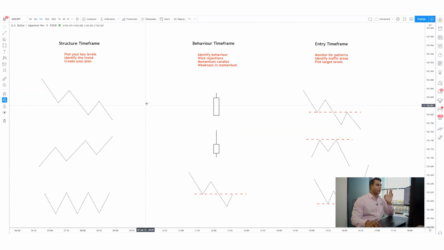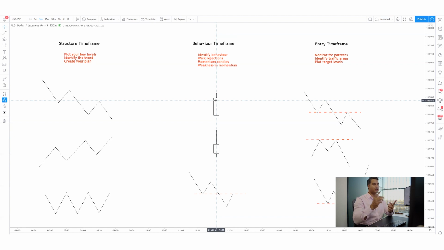So what is your structural time frame for? To plot your key levels, to identify the trend, and just to create a simple plan. Are you buying or selling? Your behavioral time frame is used to identify what the candles are doing. So if you're trading off of the 4H, that's your structural time frame. You then use your hourly time frame to look for behavior. The behavioral time frame is 4 candles of information that you've taken from a single candle on the 4H and broken it down into candle behaviors.